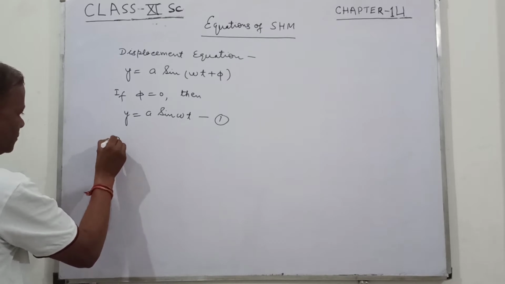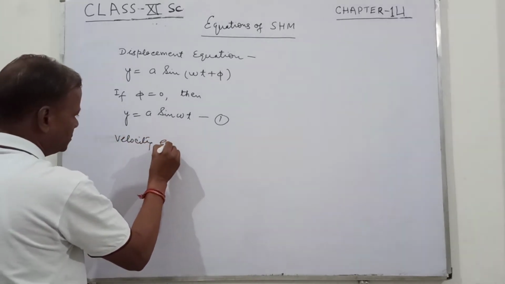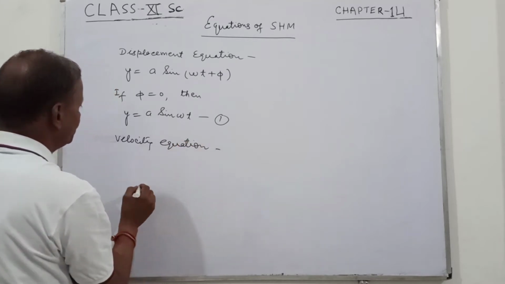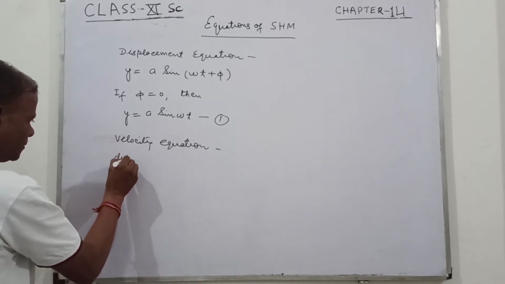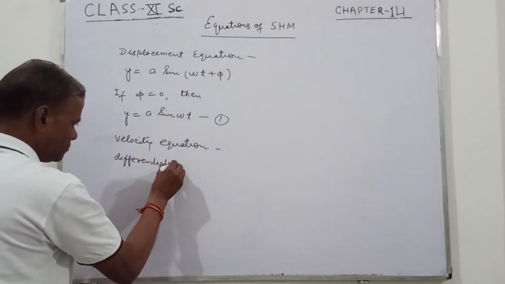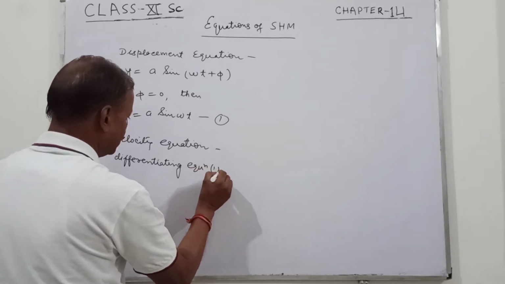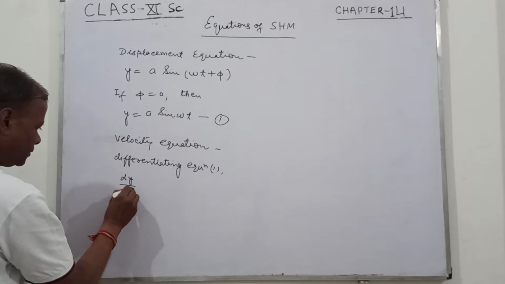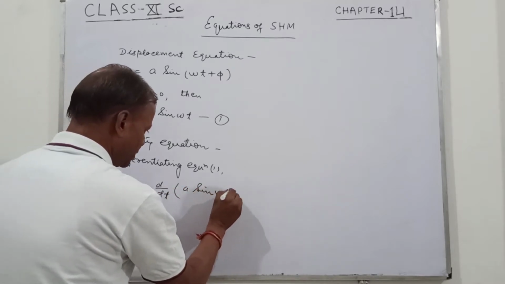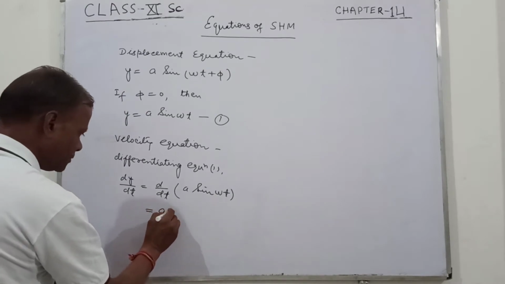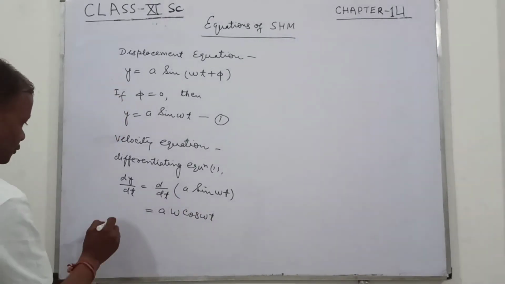Now the velocity equation. If you differentiate equation 1, dy upon dt equal to d upon dt into a sine omega t, and you will find this is a omega cos omega t. So this is now velocity v.